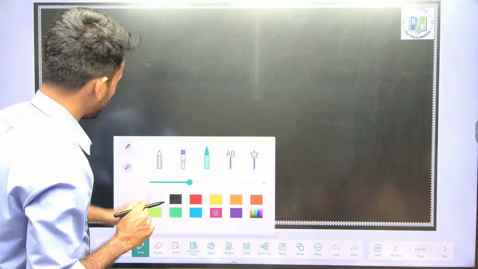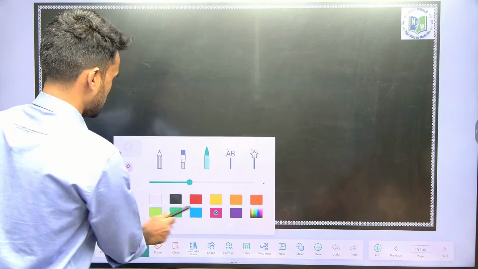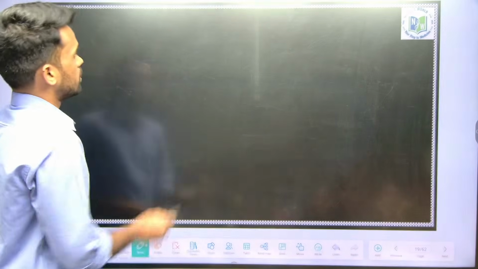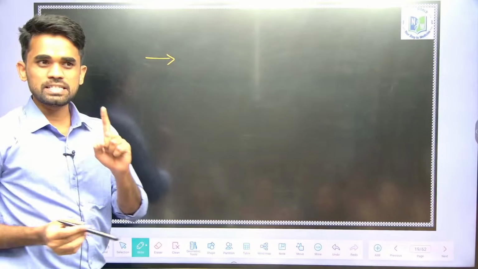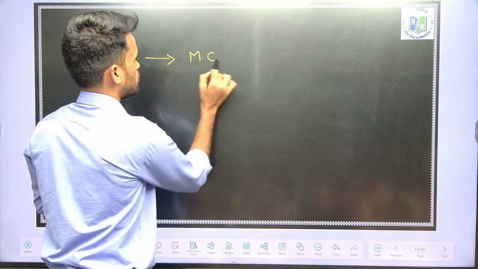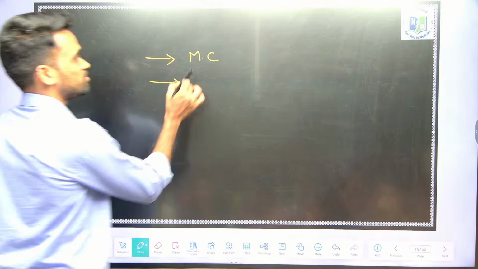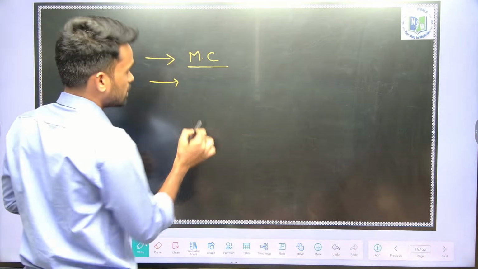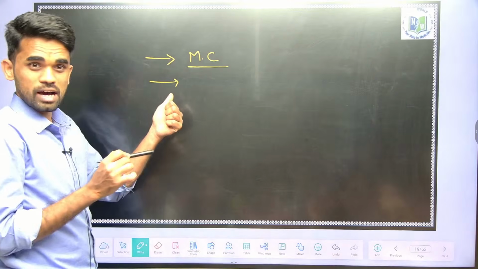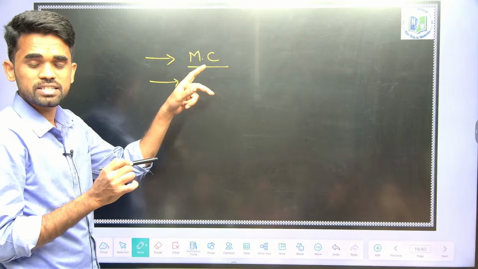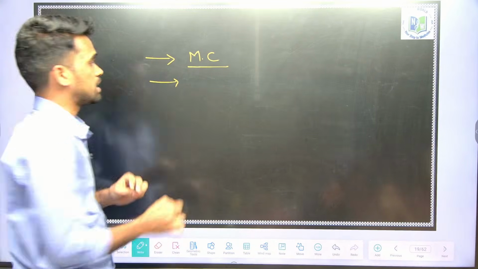So tell me what we discussed in the last class. First thing is mole concept. Next, just give me a clear answer. Mole concept. The next is interconversions, and the next is stoichiometric calculation.